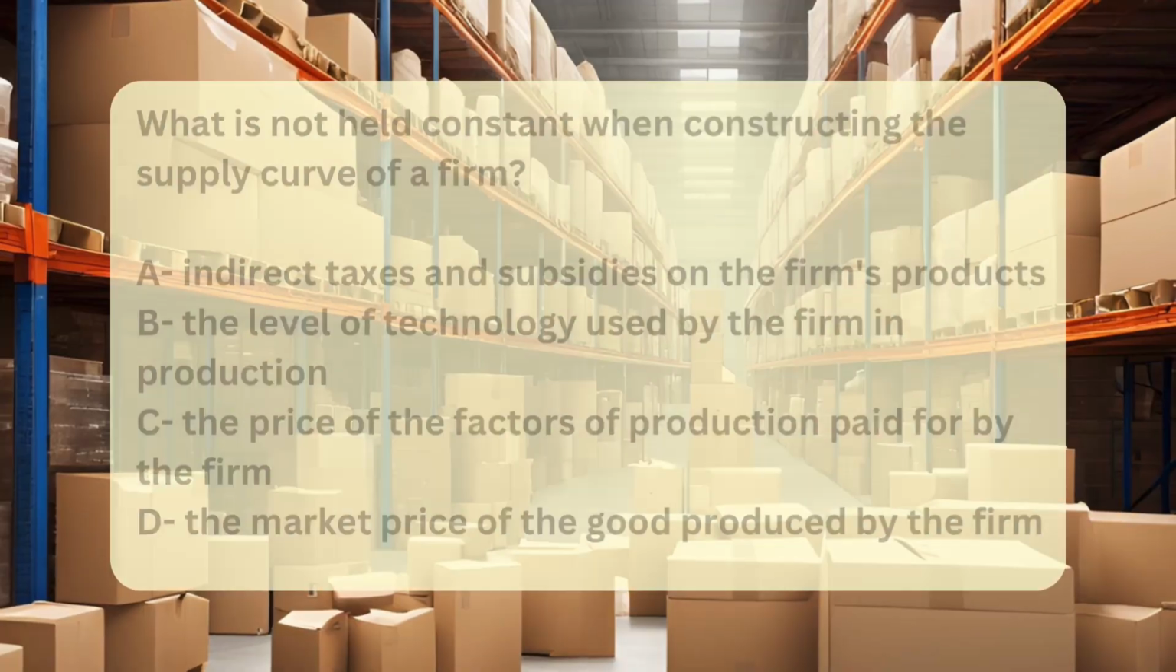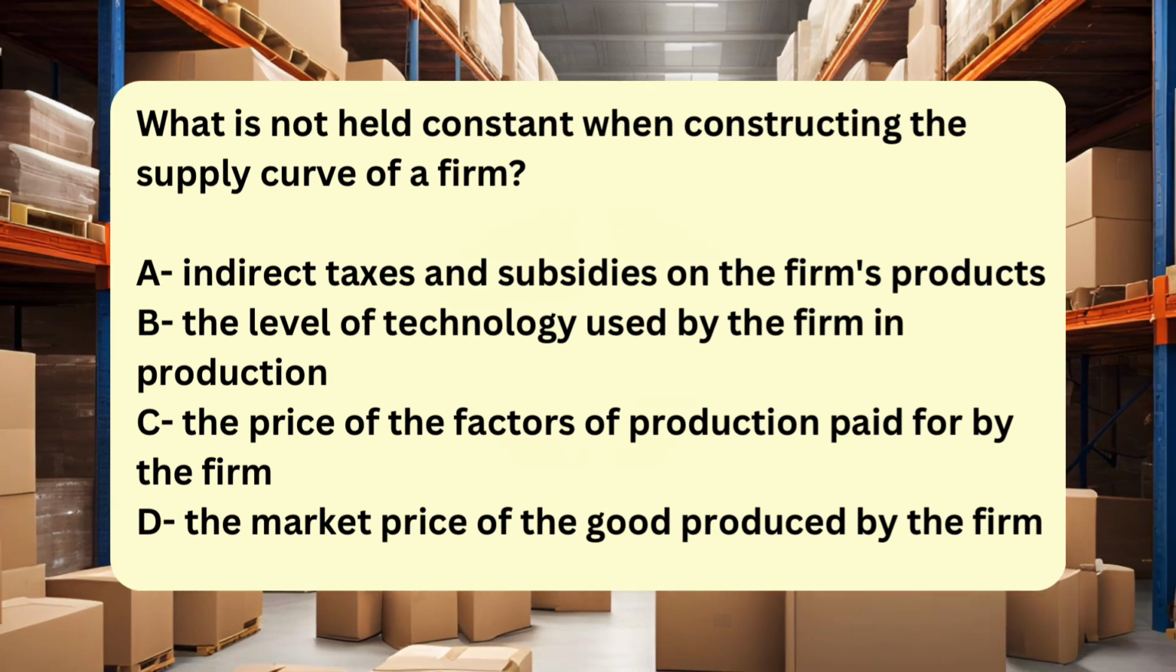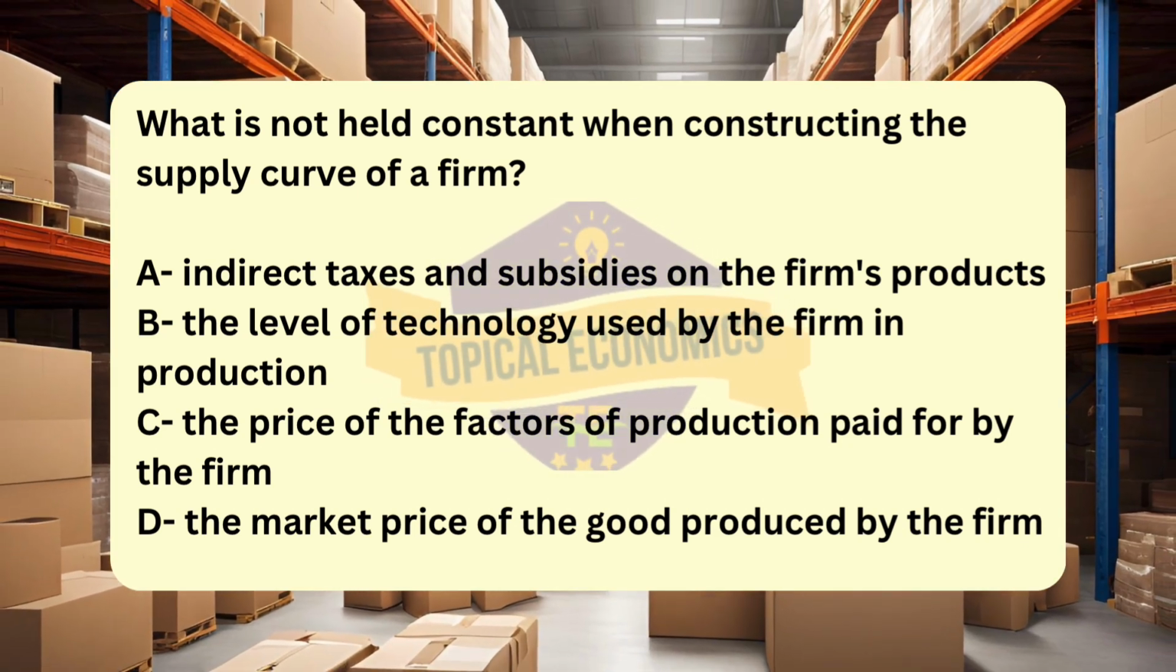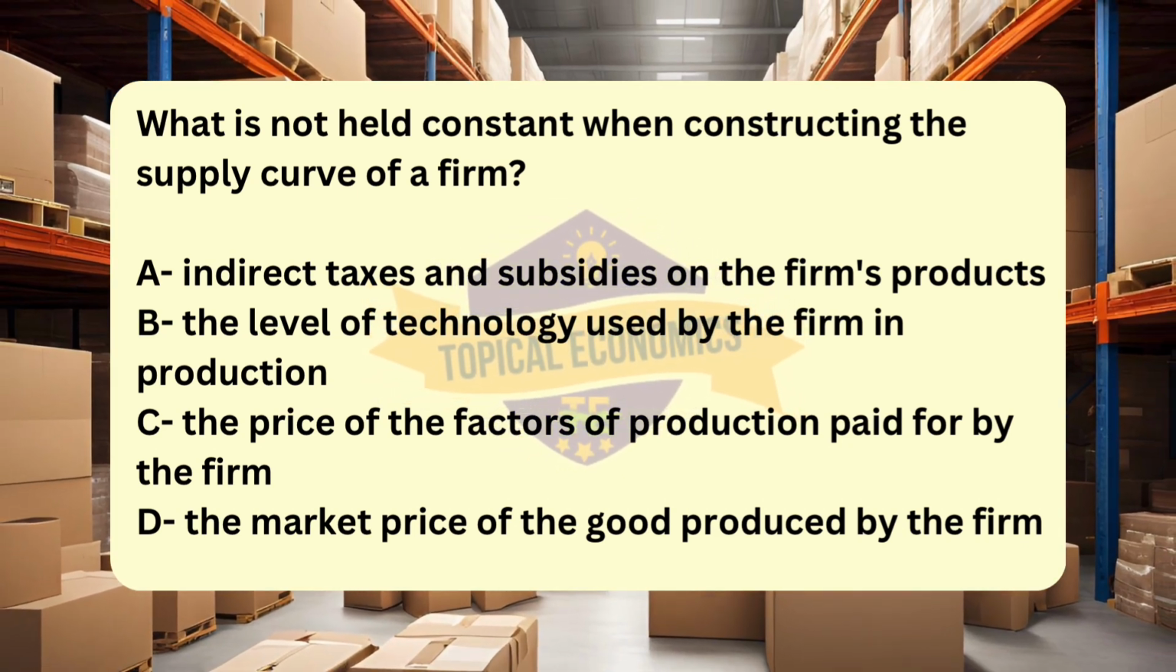Moving to the 7th question. What is not held constant when constructing the supply curve of a firm? A. Indirect taxes and subsidies on the firm's products. B. The level of technology used by the firm in production. C. The price of the factors of production paid for by the firm. D. The market price of the good produced by the firm. Reference, 2020 February-March version 2. The correct answer for this question is option D.